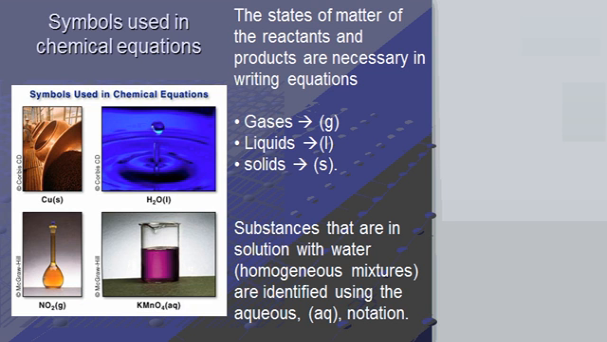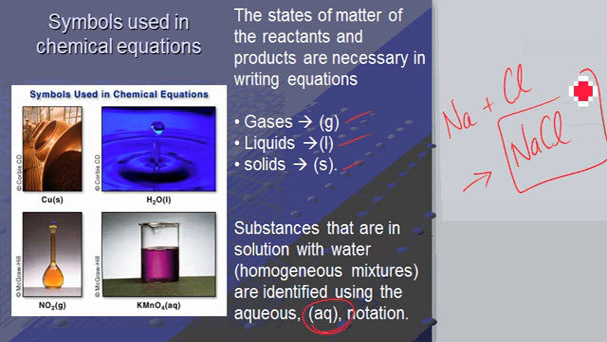Okay, let's go back to the symbols in chemical equations. I was saying earlier we do have gases, liquids, and solids, and of course the aqueous notation. So these are substances that are in solution with water. So if you add sodium and chlorine and you dissolve it in water, you now have aqueous sodium chloride.